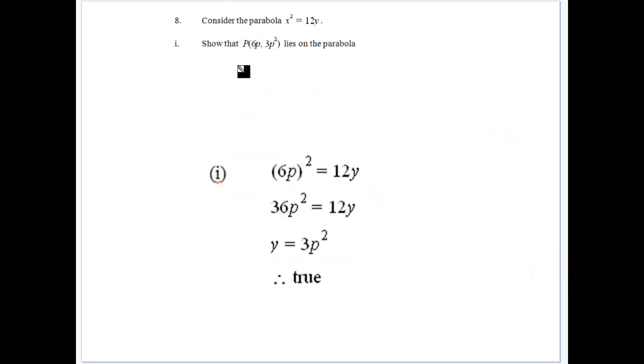So then question 8, we got, considering this parabola, X squared equals 12Y. Show that P, which is 6P, 3P squared, lies on the parabola. Sub it in. So you're just saying show that it lies on the parabola. Well, how do we do that? We just sub it in. So yep, it works out to be true. Subbed in X, found the Y coordinate, so it was true.